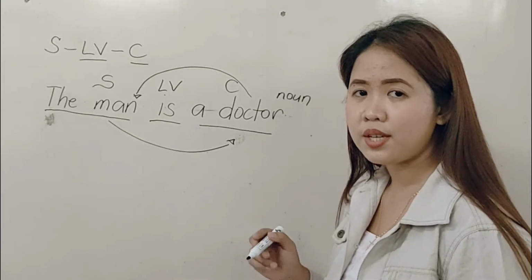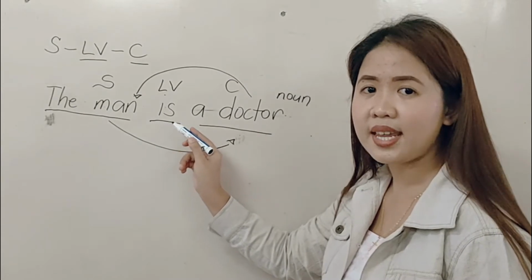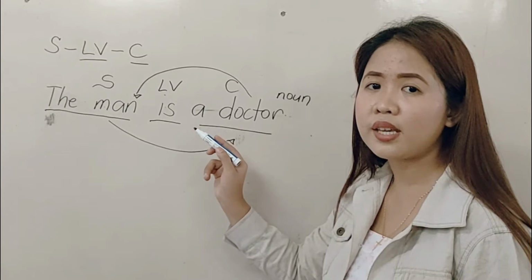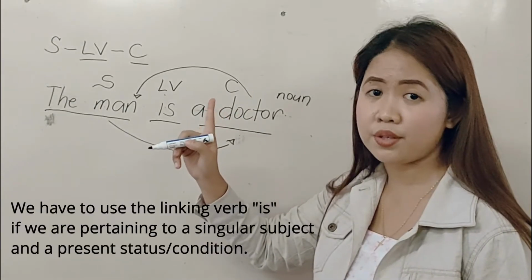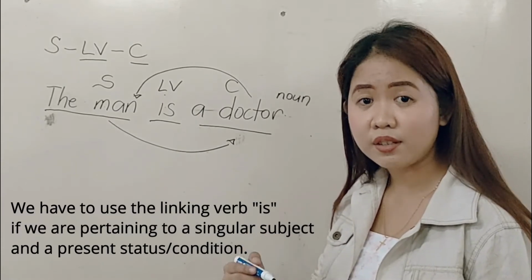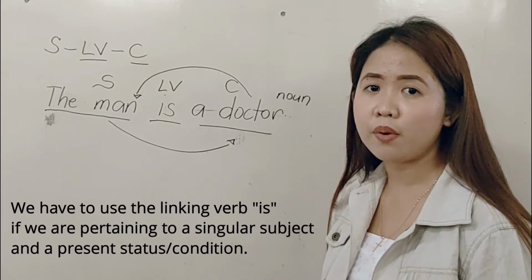Why do we use is as the linking verb? It says in the subject-verb agreement that if we are talking of only one person, one place, one thing, it means singular subject, then we have to use a singular verb also.